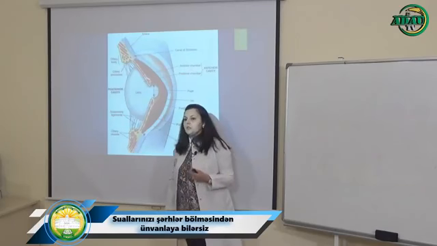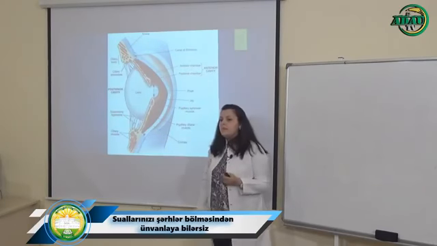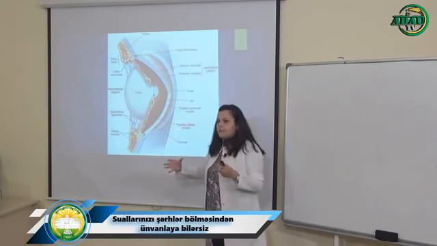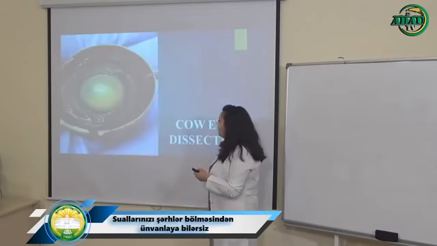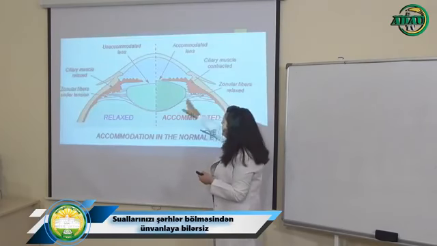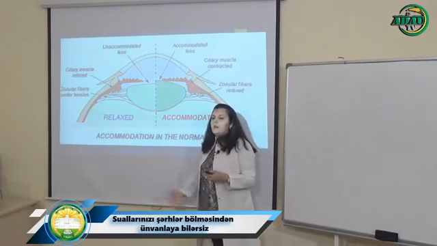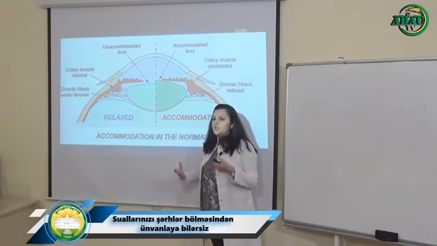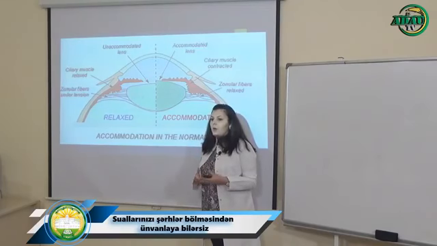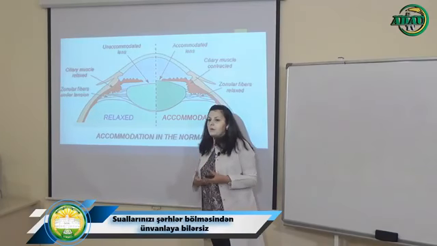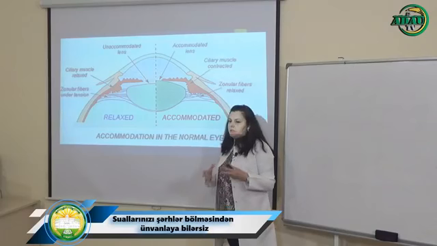The main function of the ciliary body and these suspensory ligaments is to suspend the lens. You can see here too. So these ligaments suspend the lens, and also by the contraction of the ciliary body, they can change the shape of the lens. What happens when the lens changes its shape?